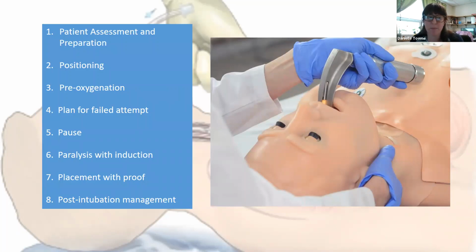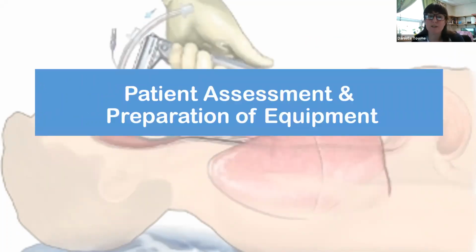So patient assessment and preparation, positioning, pre-oxygenation, your plan for failed attempt, pause, paralysis with induction, placement with proof, and your post-intubation management. So we're going to break down each one as we go through this. So patient assessment and preparation of equipment.